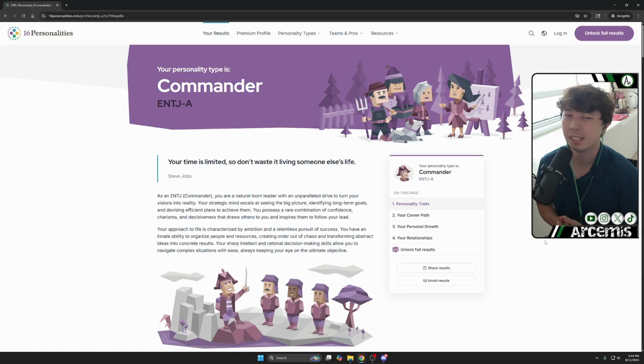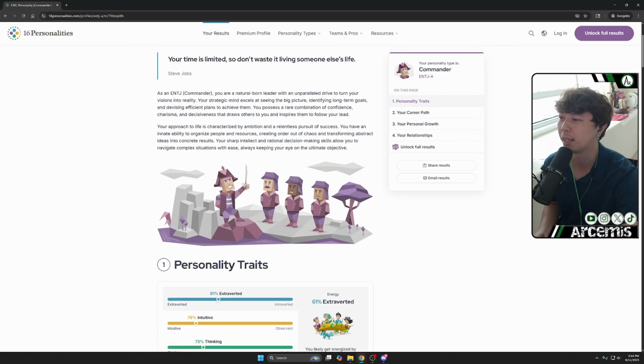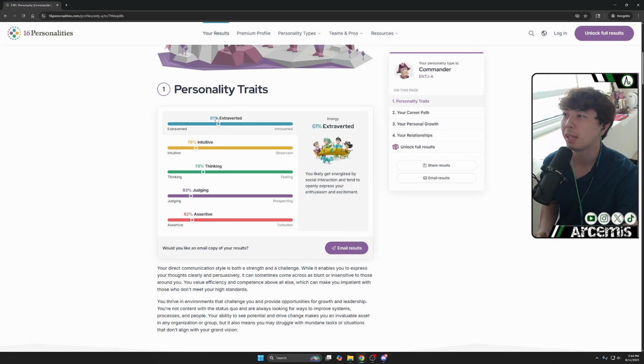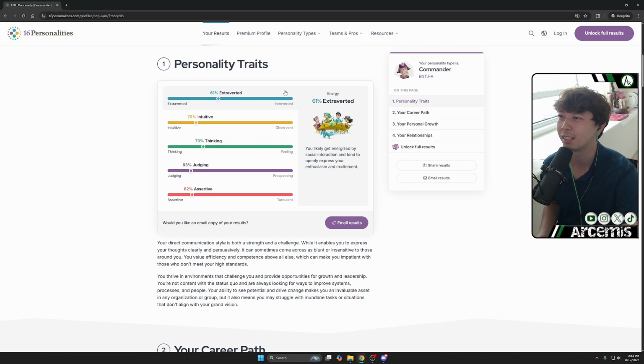So ENTJ-A is in fact what I got before. Let's briefly go over commander. I'm not gonna go too in depth about this. So I'm kind of neutral when it comes to introverted and extroverted, but I'm a little bit more extroverted than introverted. That makes sense to me. So I think this 61% is kind of accurate.